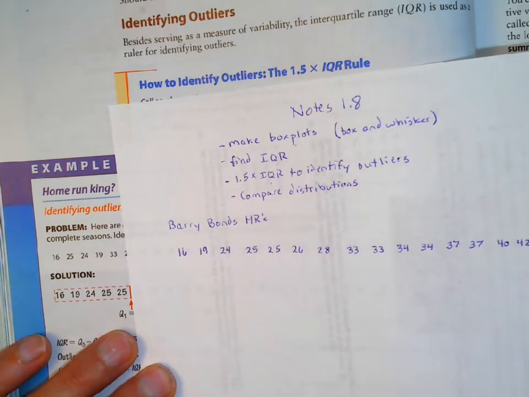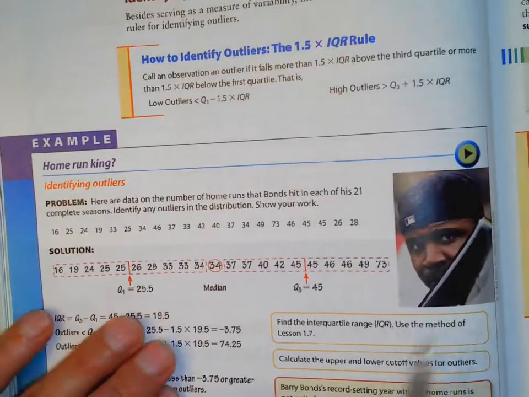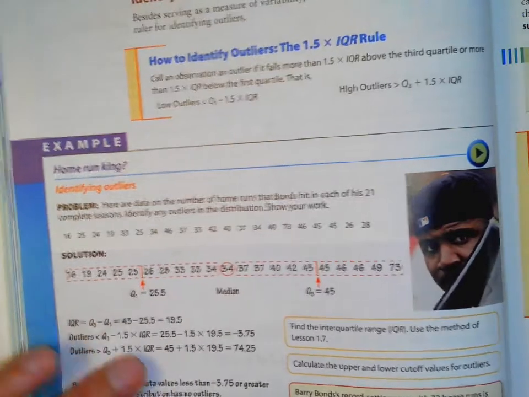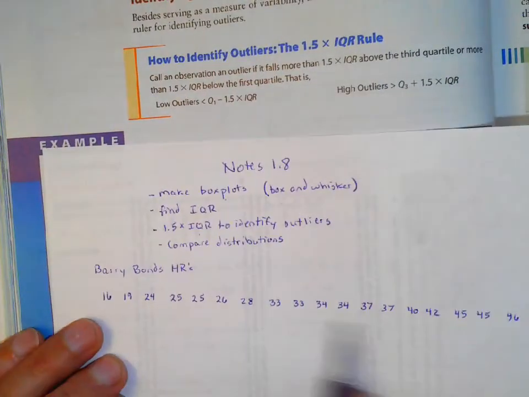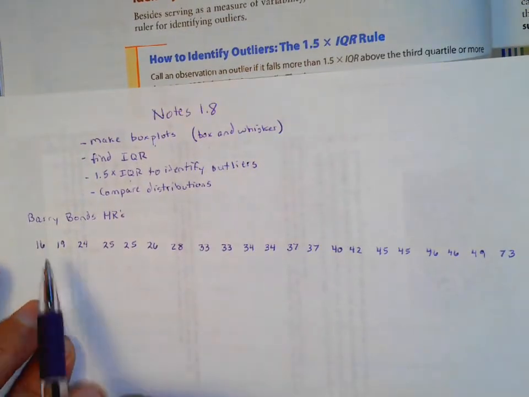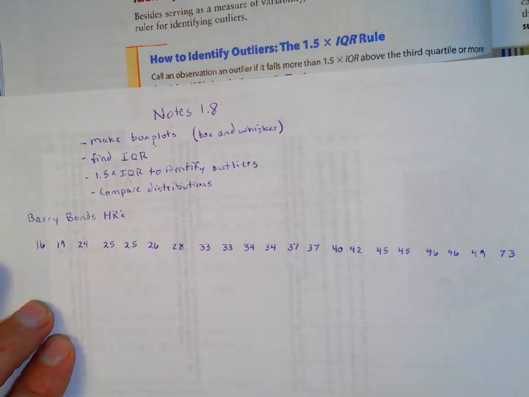Okay, so let's take Barry Bonds. Barry Bonds, very good home run hitter. Turns out he was on steroids, but anyway, we're going to take his data, and here are his 21 seasons in Major League Baseball, from the lowest number of home runs that he hit all the way up to the highest number of home runs that he hit.